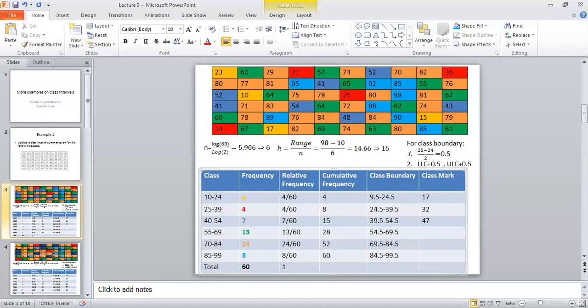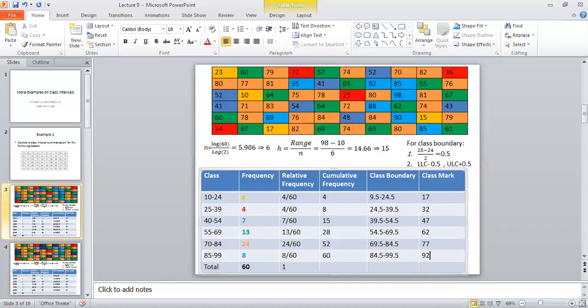And then 55 and 69. So 55 plus 69 divided by 2 is 62, and 70 and 84 for the fourth class. So 70 plus 84 divided by 2 is 77, and the last class is 85 and 99. So 85 plus 99 divided by 2 is 92. So that's it. Our table is completed.